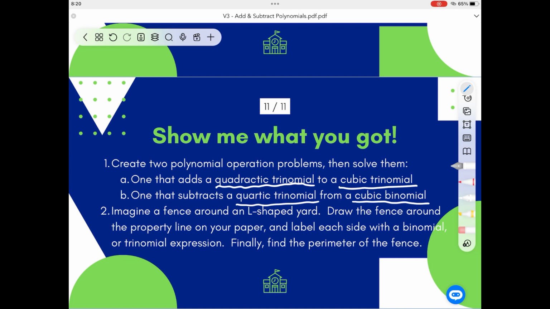And then for problem 2, imagine a fence around an L-shaped yard. So a yard that looks something like this, maybe. You're asked to draw the fence around the property line on your paper, and then label each side with either a binomial or trinomial expression, and then find the perimeter of the fence. Okay, so second challenge problem there for you. Show me what you got with that one. And then good luck as you work on completing your notes.